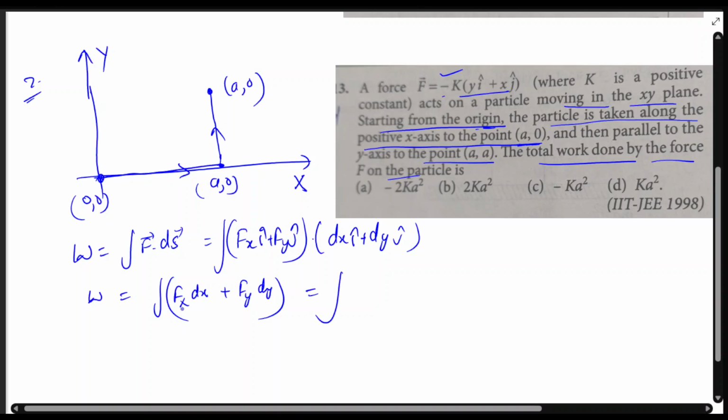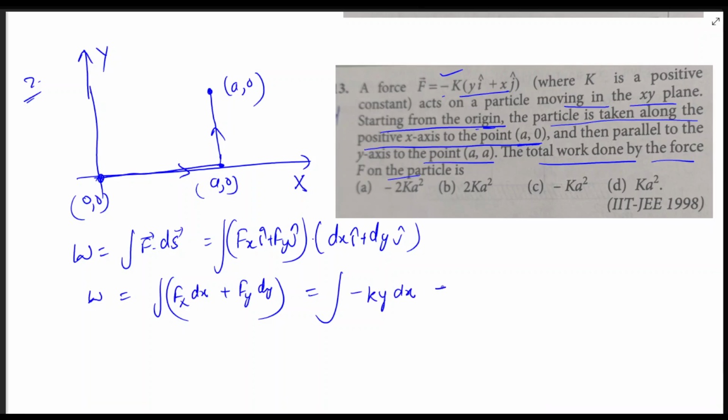So we'll be getting Fx will be minus ky. Okay, so minus ky dx, and minus you can also take common, and k also you can take as common. So I'll just write like this: minus k times y dx plus x dy. Now to solve this, it's very complicated. How can we solve it? We have y into dx. So we have to either write y in terms of x, or we have to write x in terms of y. So in these types of questions, always try to consider them as some variable and solve them.